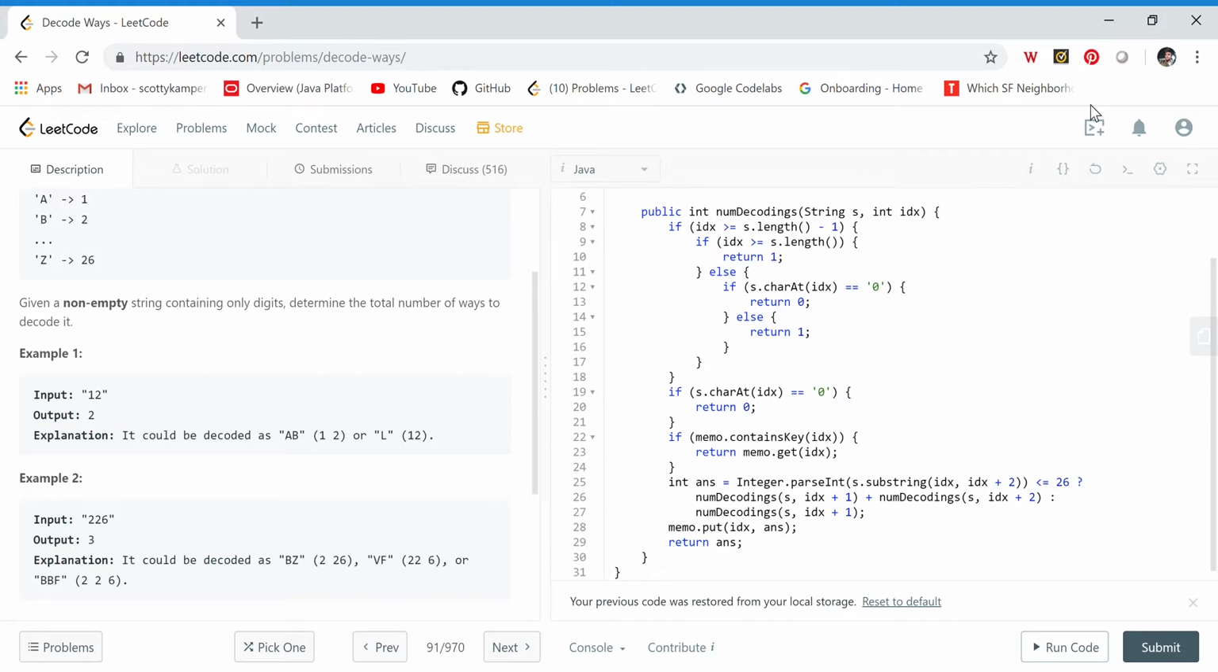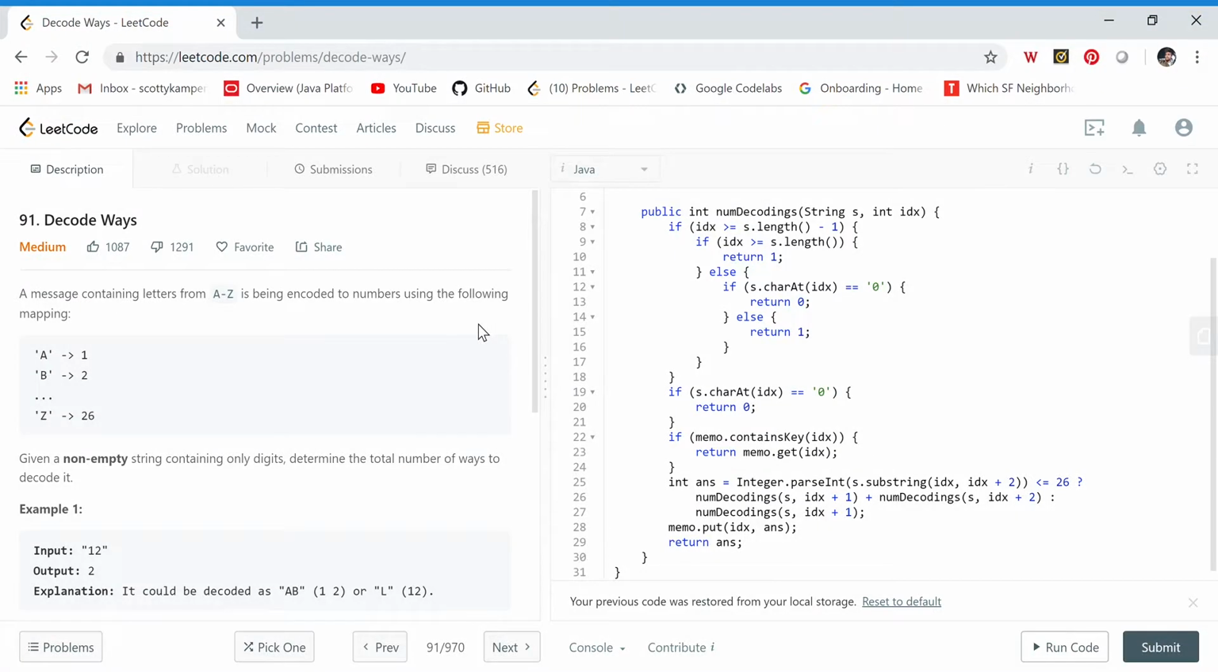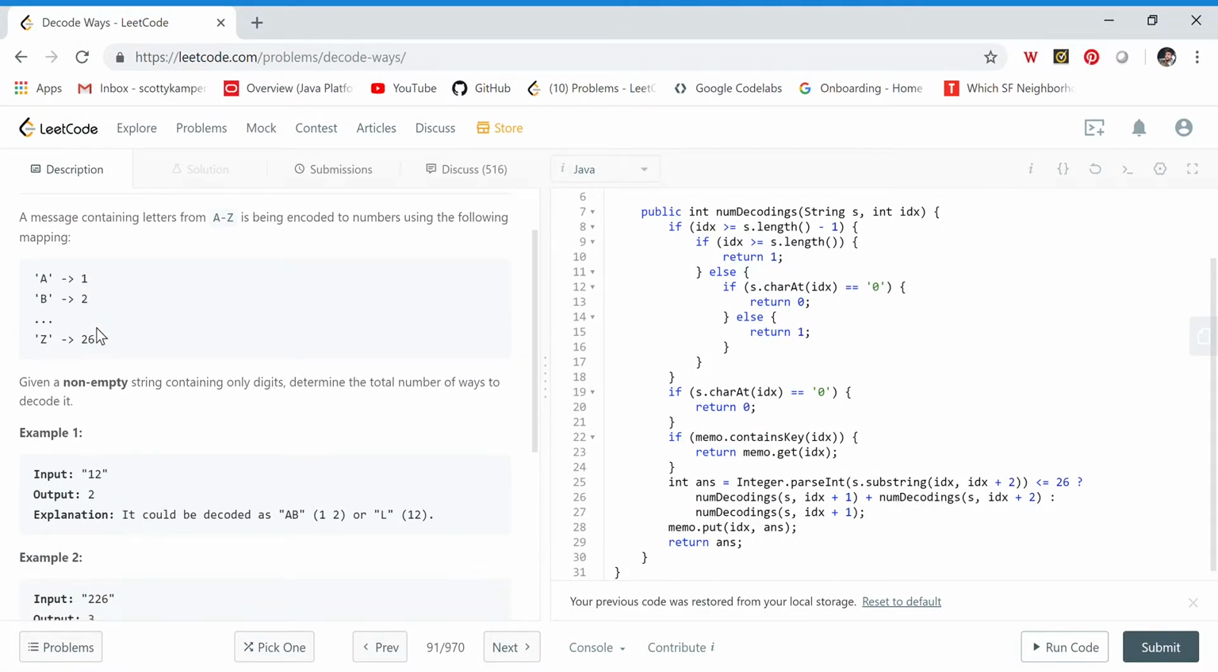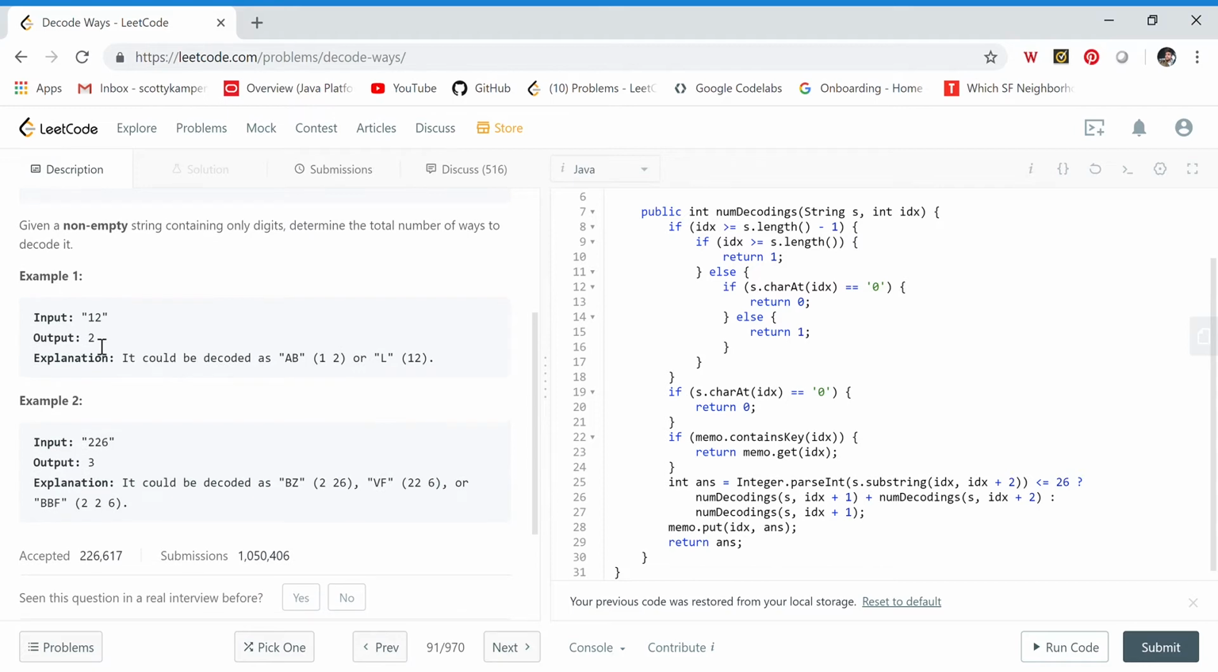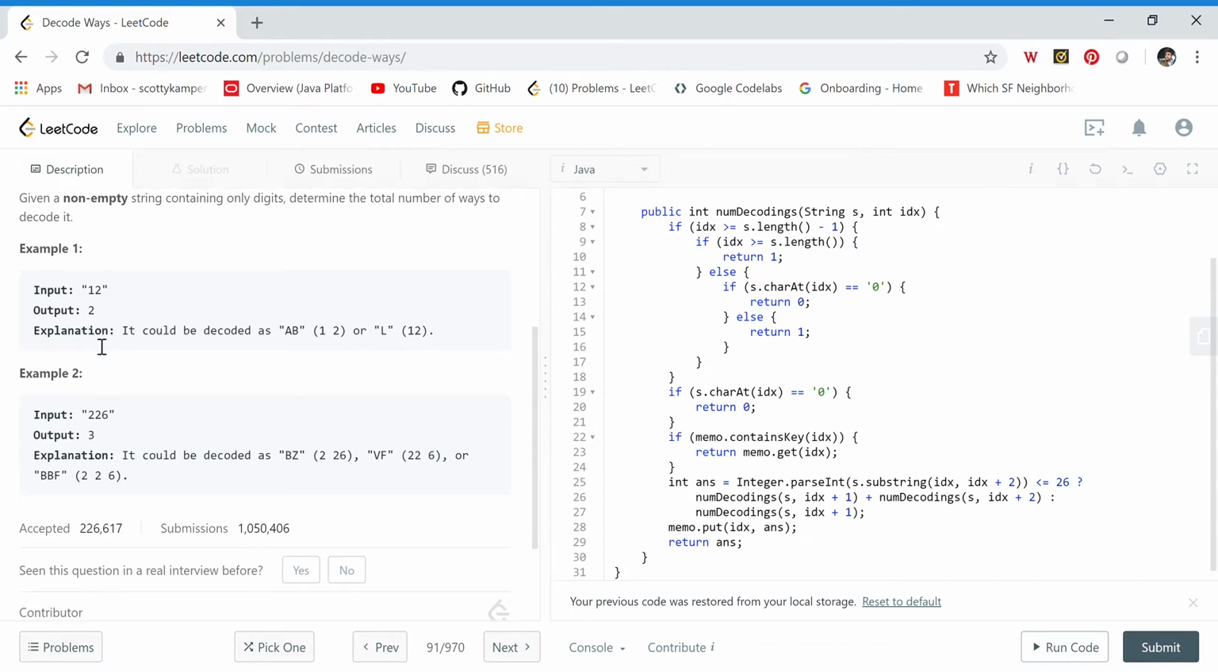Hey everyone, today we're solving the Decode Ways problem on LeetCode. We're given a message containing letters A to Z that are encoded as follows. A goes to 1, B goes to 2, through Z going to 26. Given a non-empty string containing only digits, determine the total number of ways to decode it.